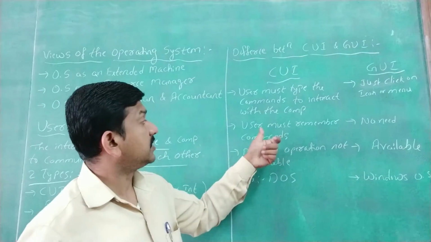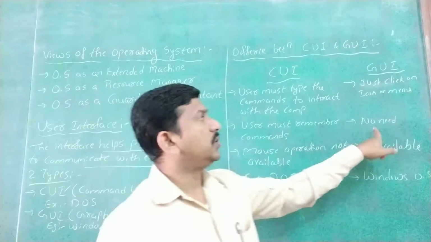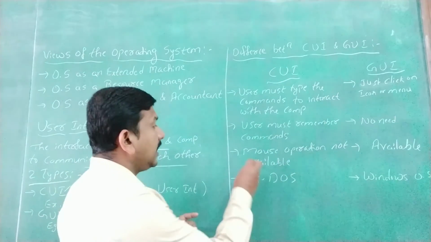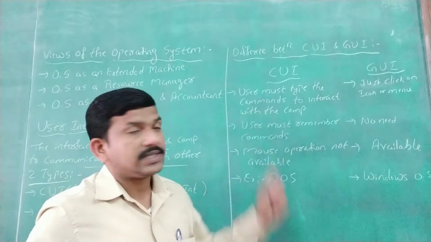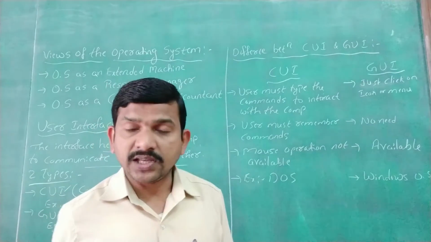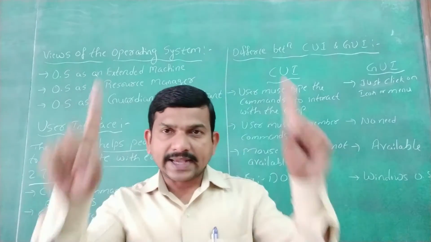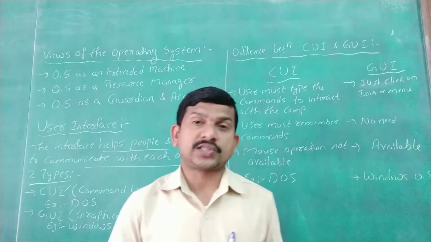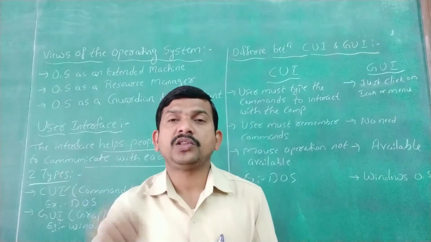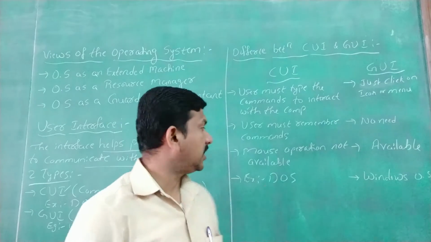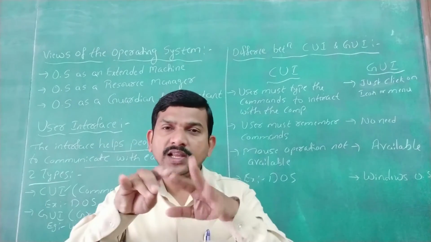Yes, that is the second difference. So the user must remember commands in CUI, but here there is no need to remember any commands. Then the third difference: mouse operation is not available. In CUI, mouse operation is not available, which means you cannot use the mouse if you are working with CUI. That is a black screen, and the best example is DOS, the disk operating system. There the mouse does not work at all. You must type the commands. So mouse operation is not available, the mouse is not used at all, it is as good as removed, only commands.